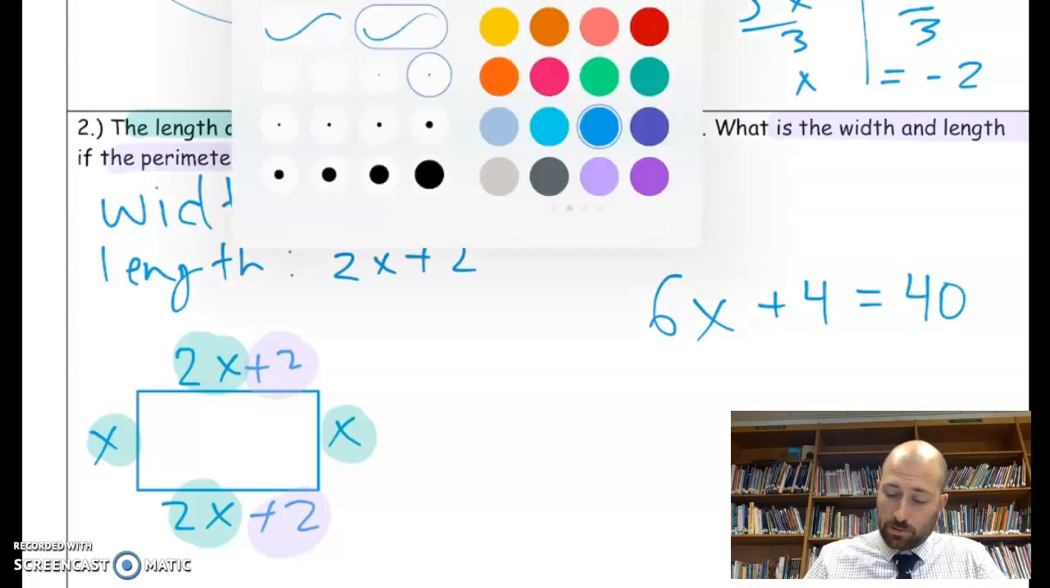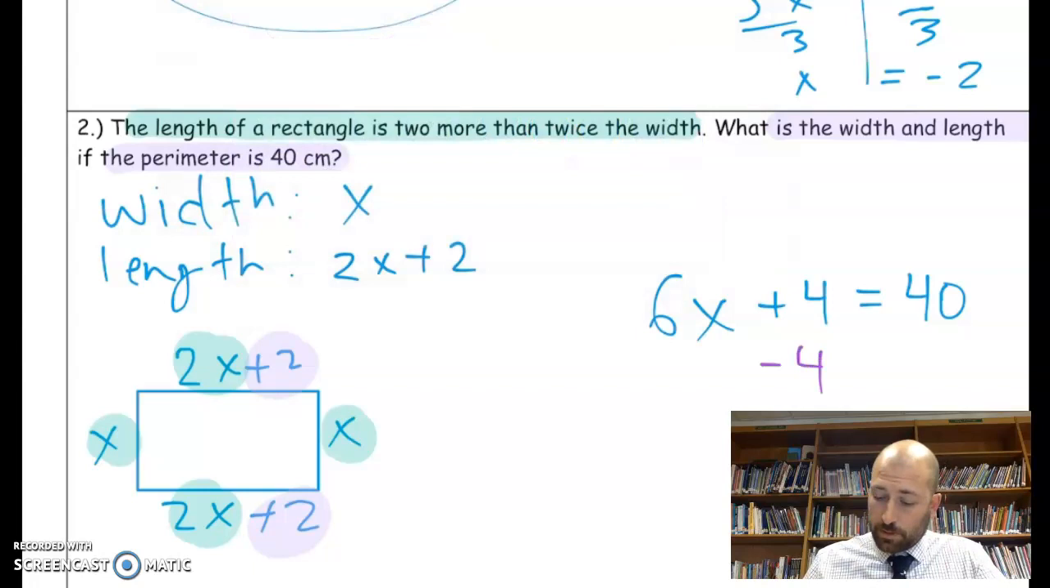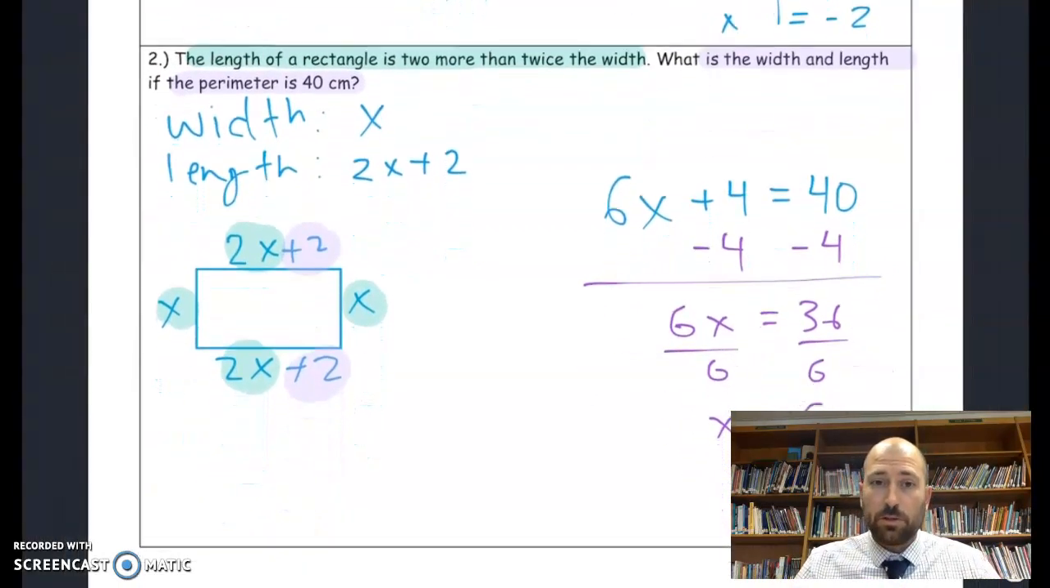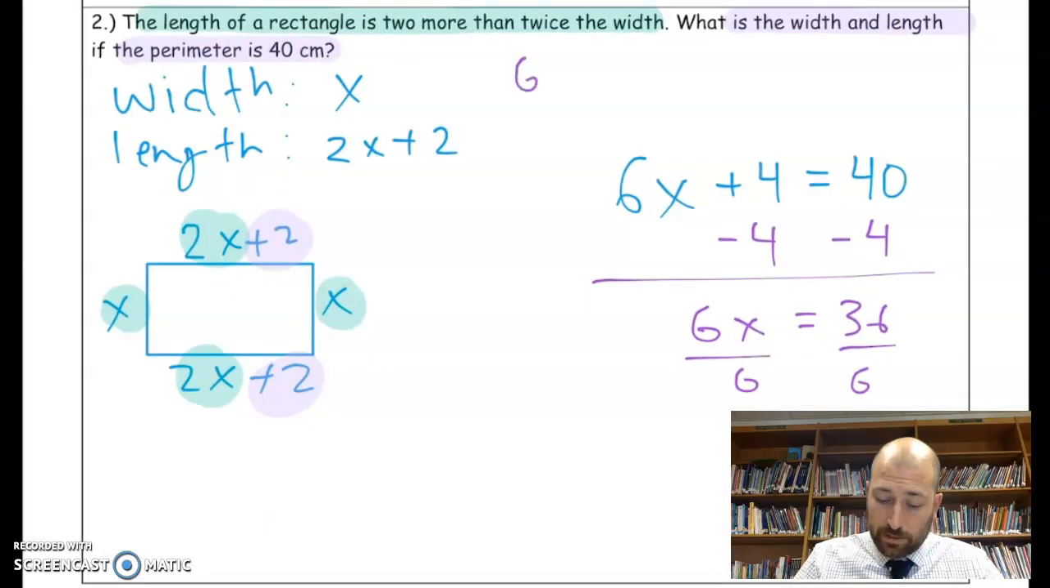Now I have an equation to solve by subtracting 4 on both sides, dividing by 6. So x is equal to 6. That doesn't tell me the width and the length, though. If x is 6, 2 times 6 is 12. 12 plus 2 is 14.